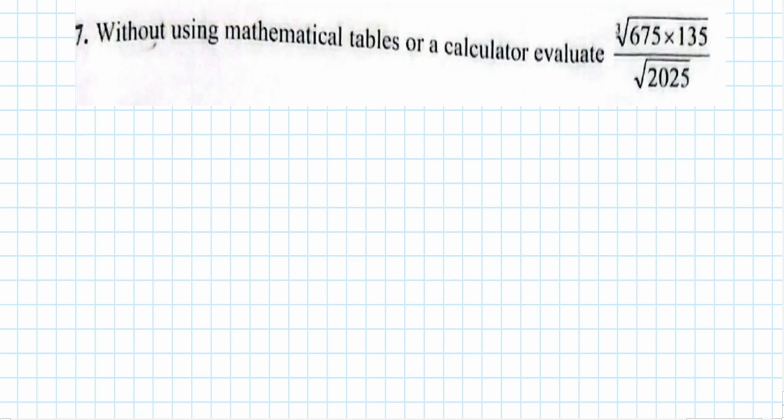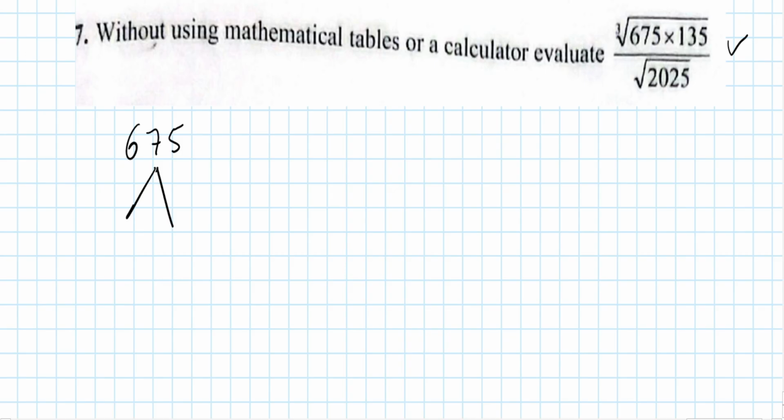Now, for us to answer question 7, you don't need to use a calculator or mathematical table. You've been told without using maths table or calculator, evaluate this thing. So cube root of 675 times 135 over square root of 2025. So it means that we need to create prime factors here. So let's start with 675.